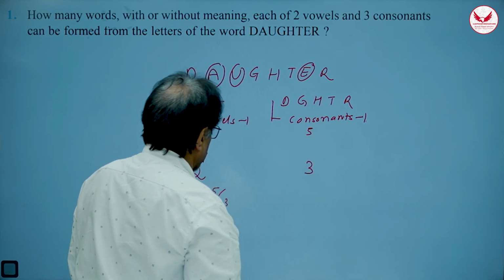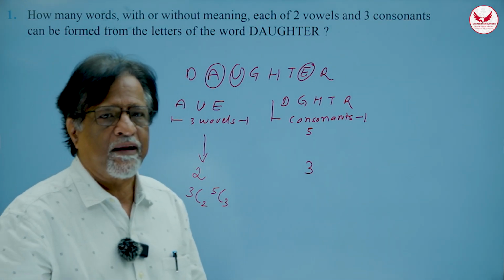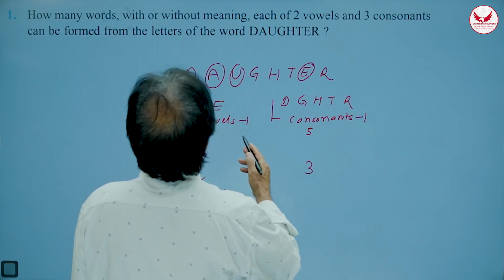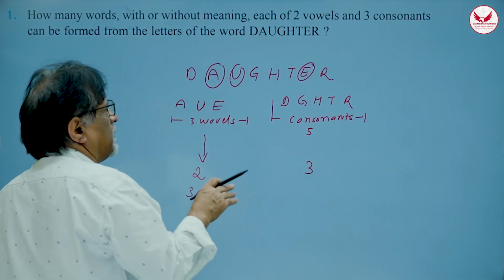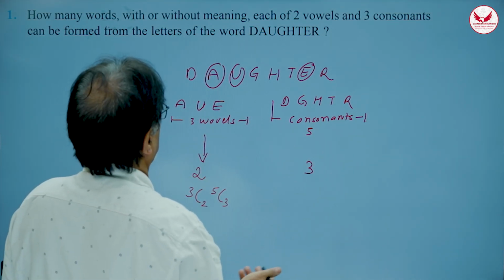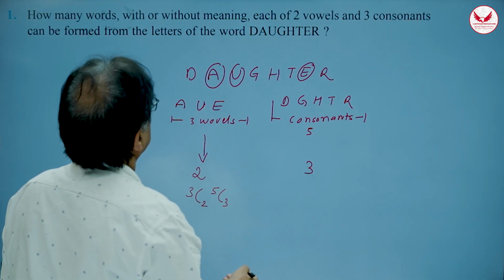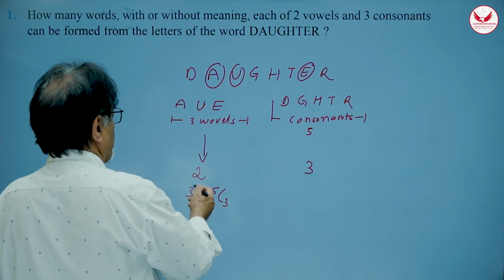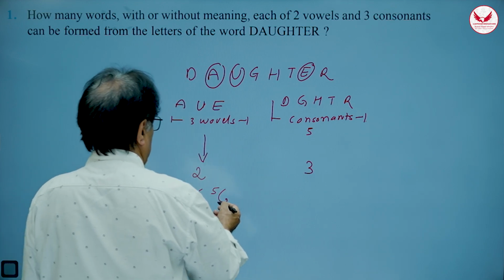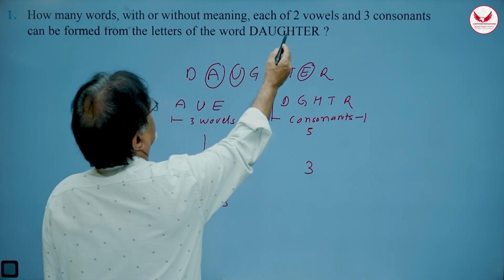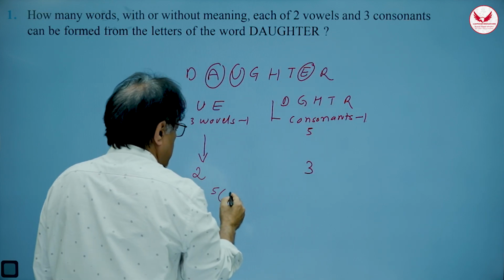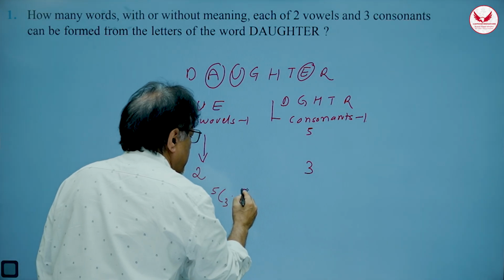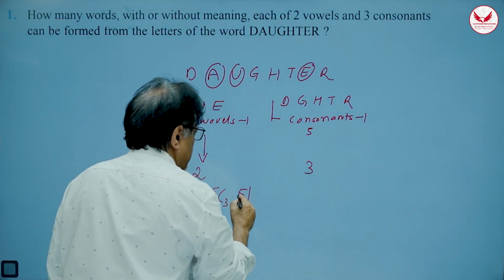Now these are the selections, but every time we select 2 vowels and 3 consonants, there is no restriction on the way the consonants and vowels are to be arranged. So we will have to find the permutations of these 5-lettered words, because the letters will be 2 plus 3, 5, and a 5-lettered word can be permuted in 5 factorial ways.